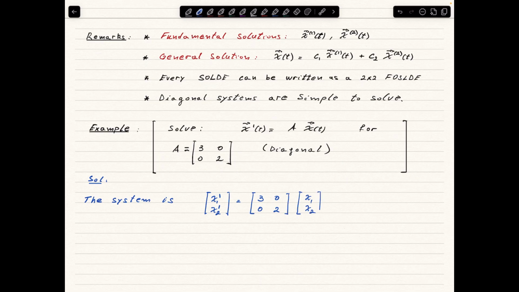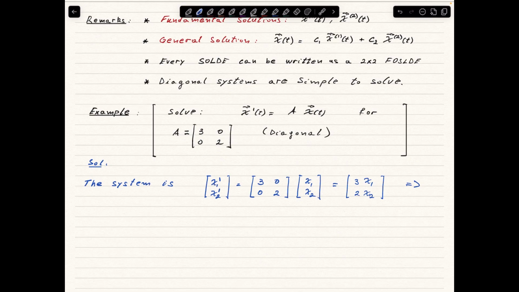This is our system. Well, if we do this matrix vector product, we are going to get 3x1 in the first component, and in the second component we are going to get 2x2. So this is a very simple vector, which is 3x1 and 2x2. So from here we see that the two equations are really simple. The first one is x1 prime equals 3x1, and the other equation is x2 prime equals 2x2.